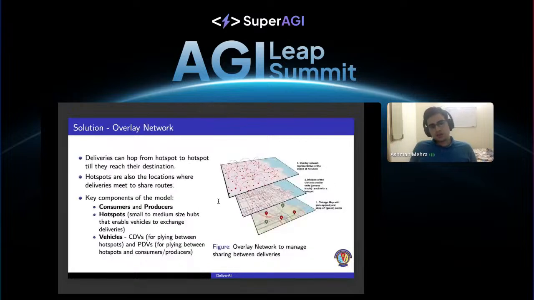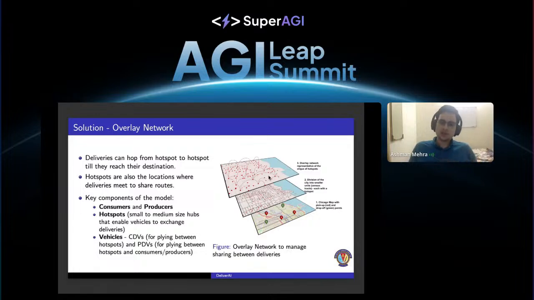Now, the solution that we had to this was to develop some sort of an overlay network. As I said before, we need some hotspots or hubs where these deliveries can intermediately come during their paths and coordinate whether they want to share their path with other deliveries or not. So we call this fully connected clique of hotspots our overlay network, which is placed directly on top of a city. On the right, we can see that we took the city of Chicago with its consumers and its producers. And then we divided the city into some cells, which I'm going to talk about.